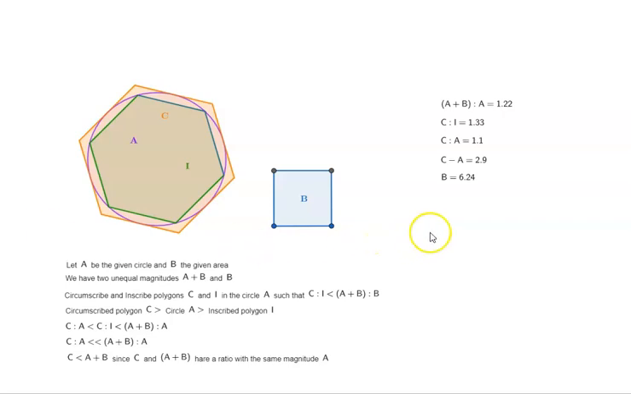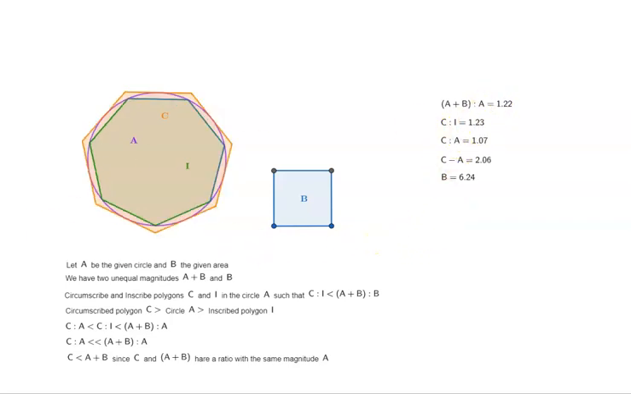Now let's increase it once more. Still greater. Let's increase it once more. And let's increase it once more. Now you will notice that C is to I is less than A plus B is to A. So that means we have satisfied this condition of circumscribing the proper polygon. So here C is to A is 1.05, C is to I is 1.17, A plus B is to A is equal to 1.22. So that means C is to A is less than C is to I, which is in turn less than A plus B is to A.